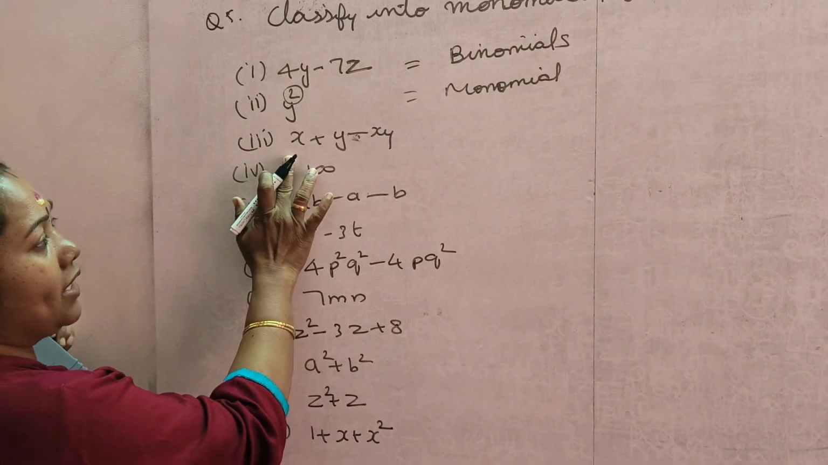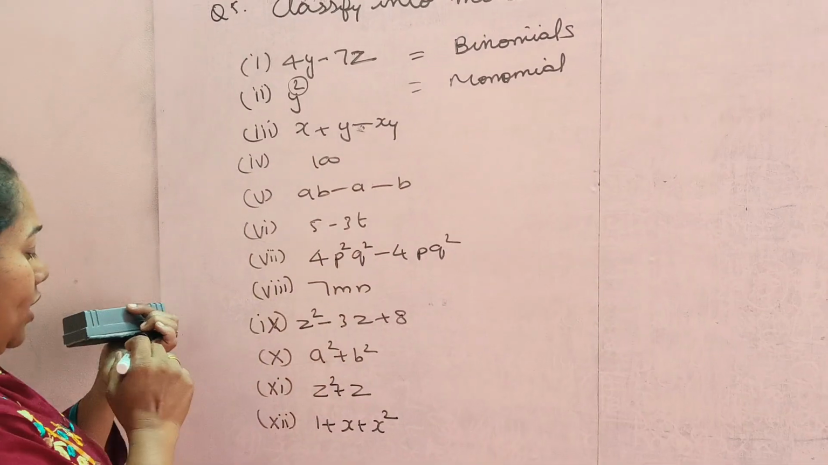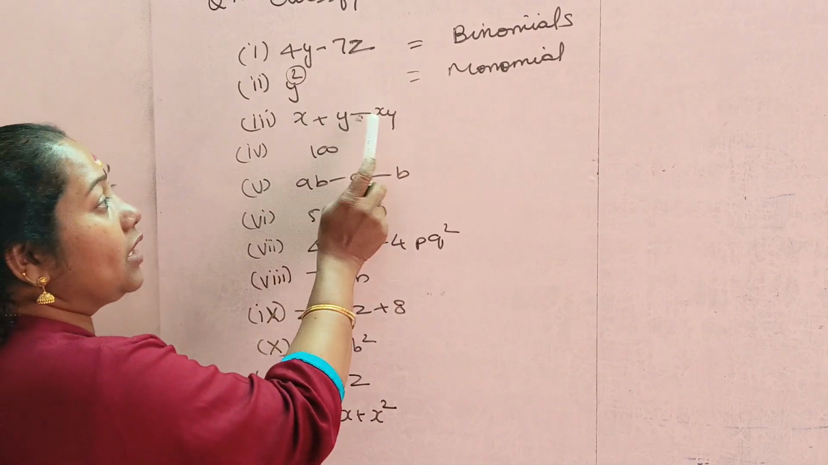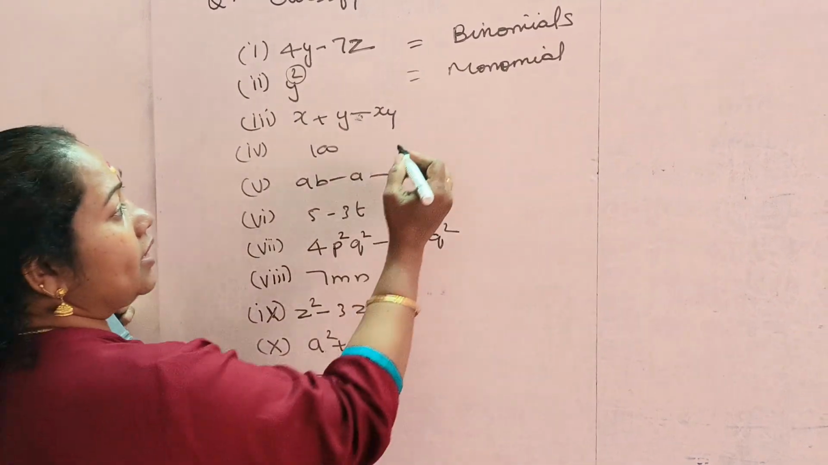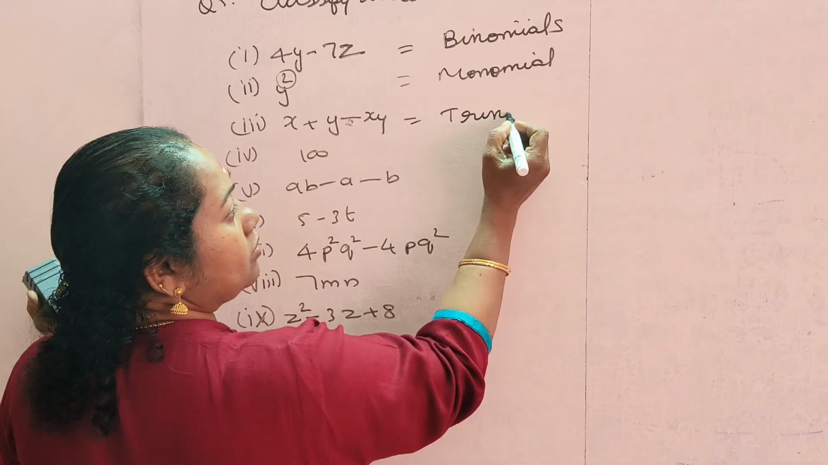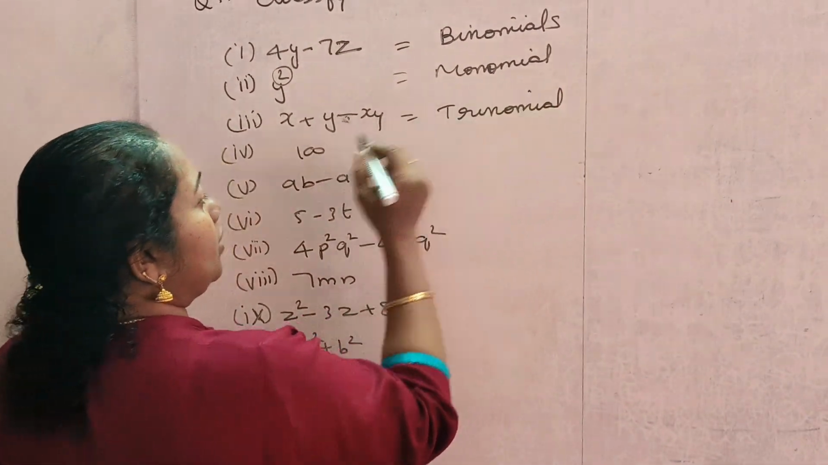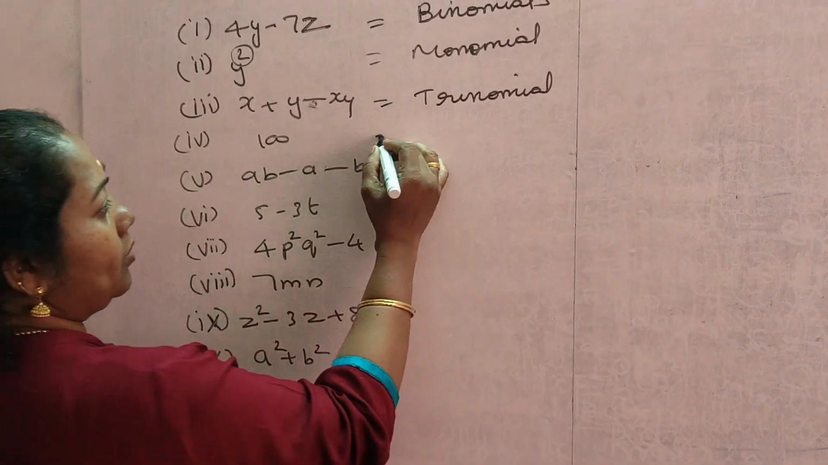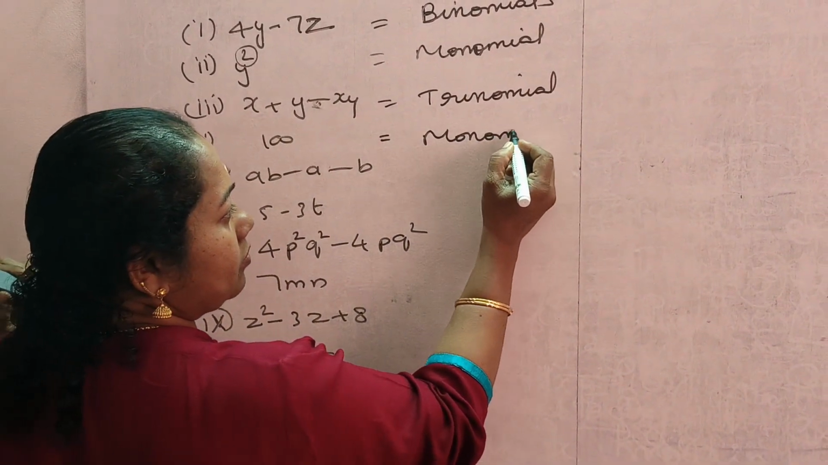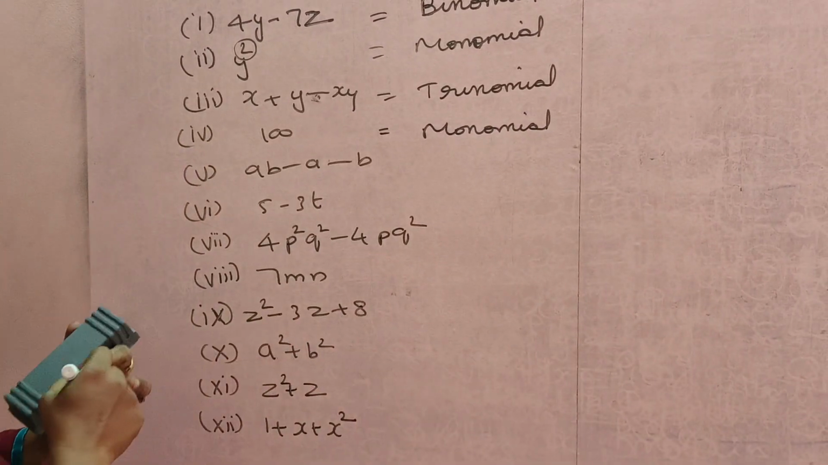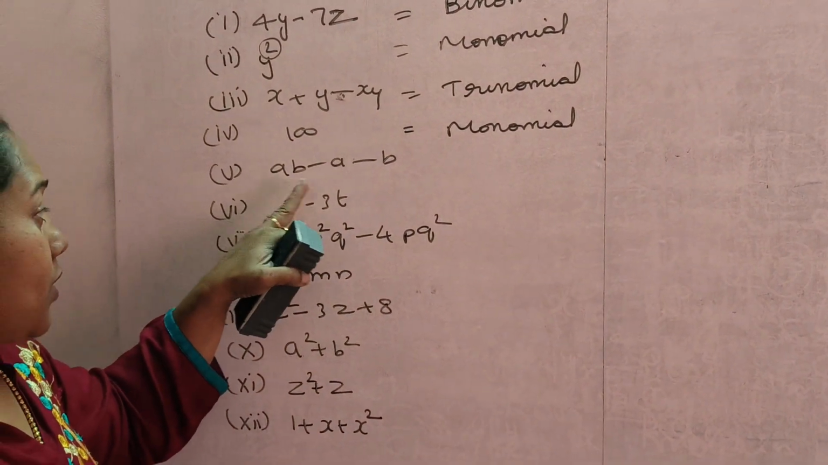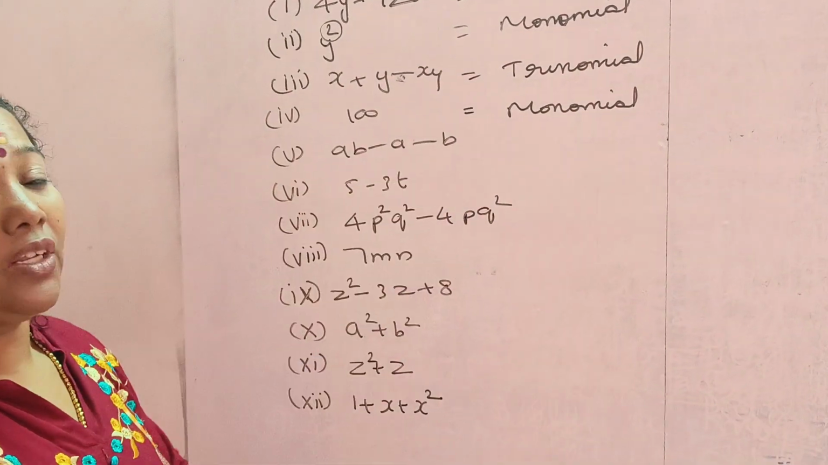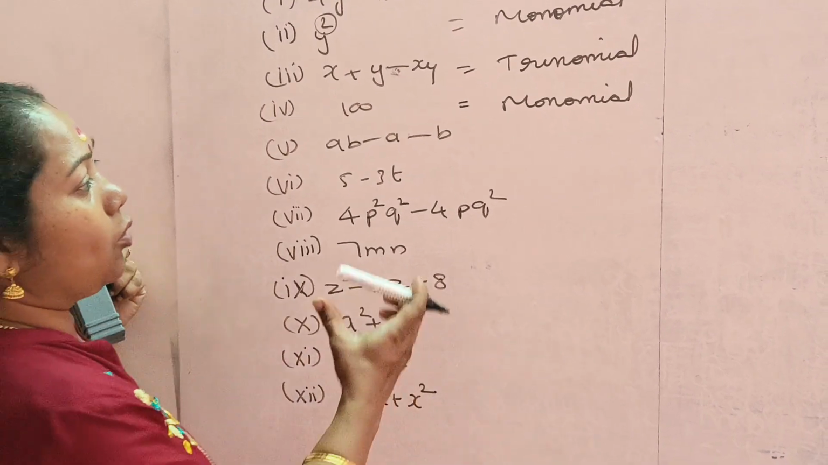And here, x plus y minus xy. How many terms are there? X, y, minus xy. 3 terms are there, so it's called a trinomial. Now, 100, single term. So it's a monomial. Now next one, ab is one term, minus a second term, minus b third term. So 1, 2, 3 terms are there. So it's a trinomial.